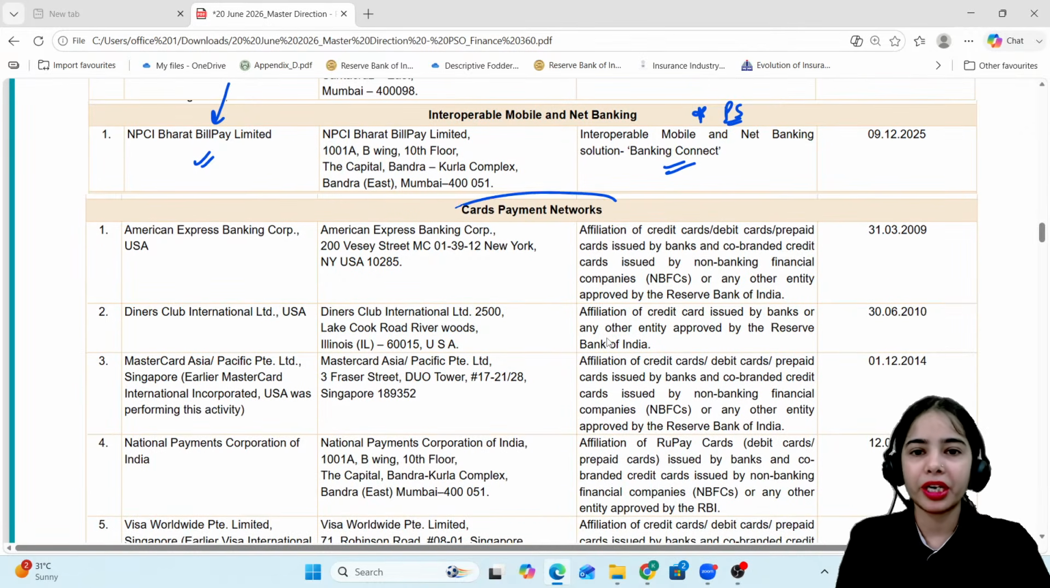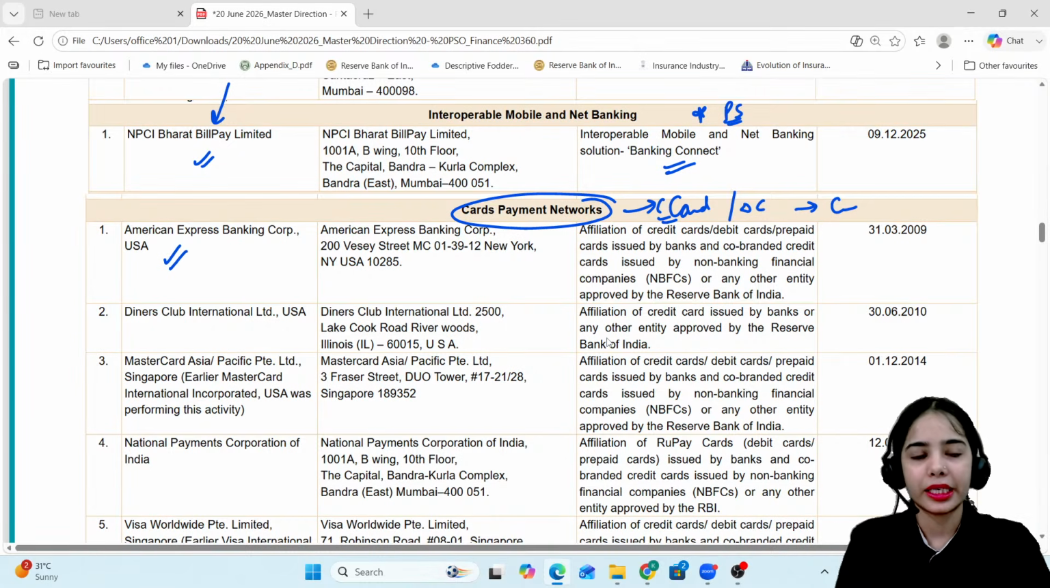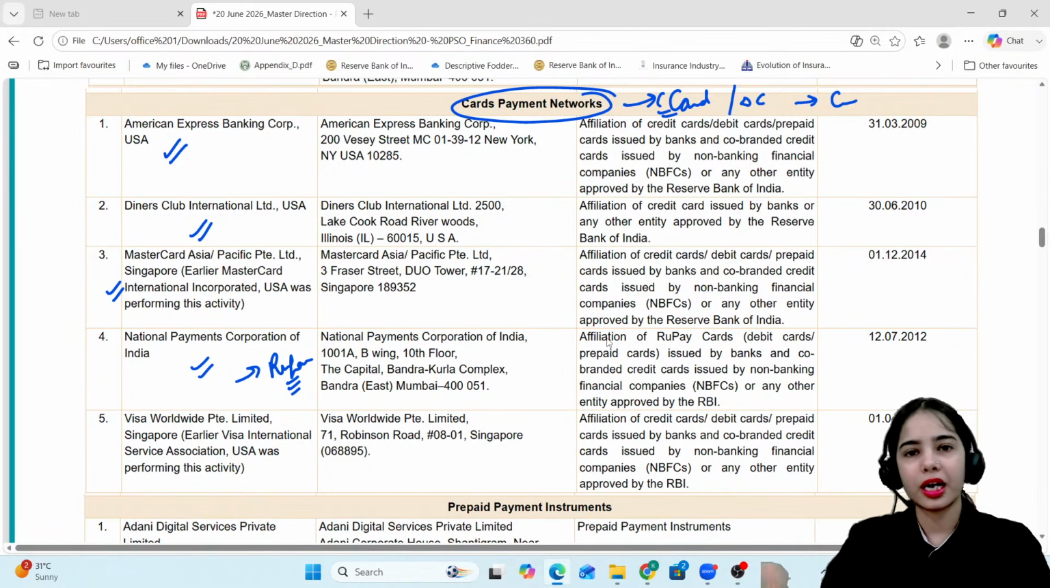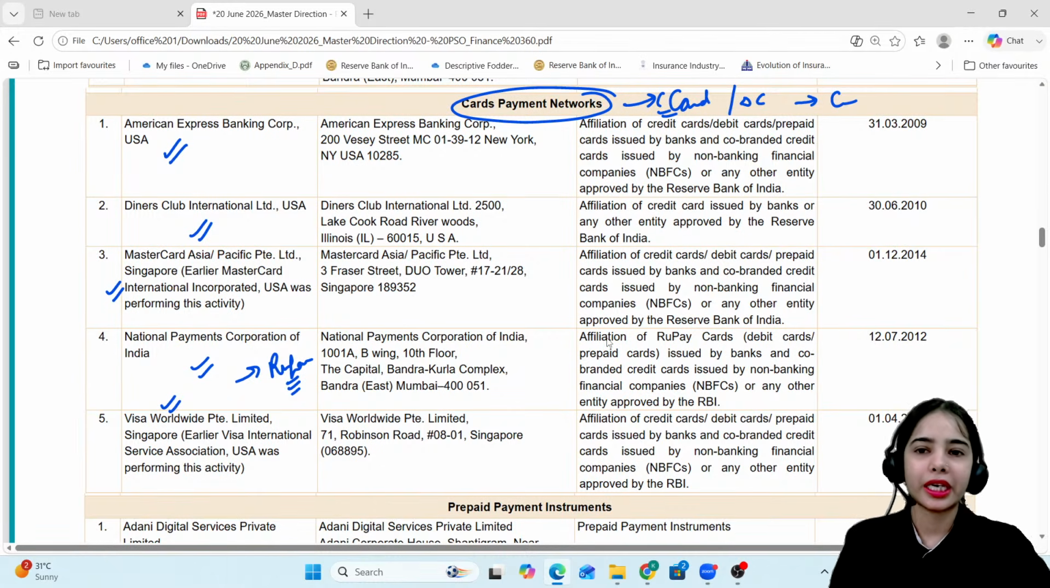Then there are the card payment networks, because if you are using the credit card or the debit card, they are operated through the card payment networks. So American Express, Diners Club, Mastercard Asia, the NPCI that has the RuPay indigenous card network, Visa Worldwide. All of these are the card payment networks that help in the operation of the credit card and the debit card. So these payment systems are there.